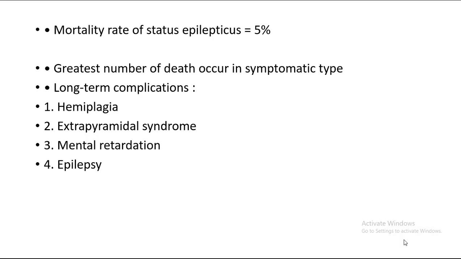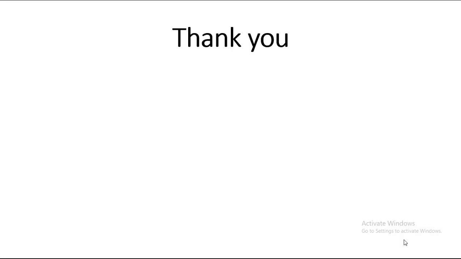Now the mortality rate of status epilepticus. We mentioned, and you saw, the large number of medical complications that occur during status epilepticus, so we expect the mortality rate to be high. Here the mortality rate is 5%. Death occurs mainly, or commonly, in the symptomatic type, and the long-term complications of status epilepticus include hemiplegia, extrapyramidal syndrome, mental retardation, and epilepsy. And thank you.